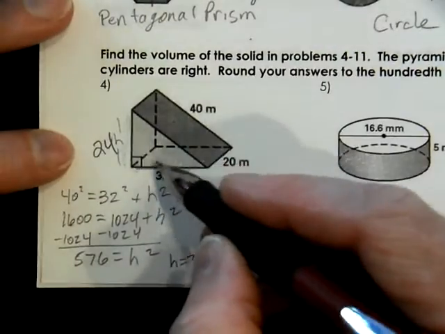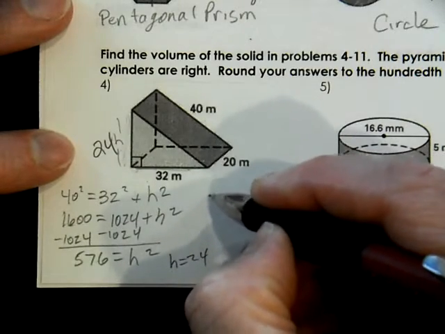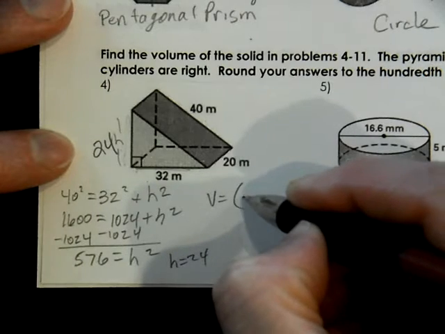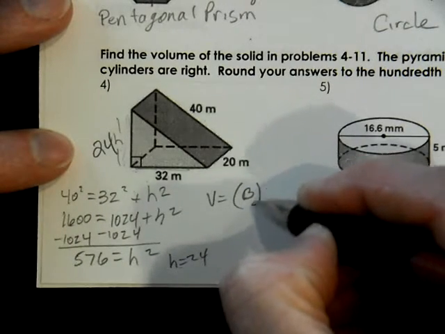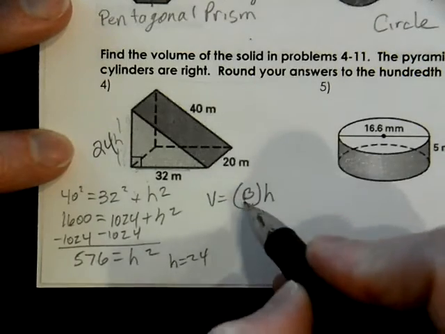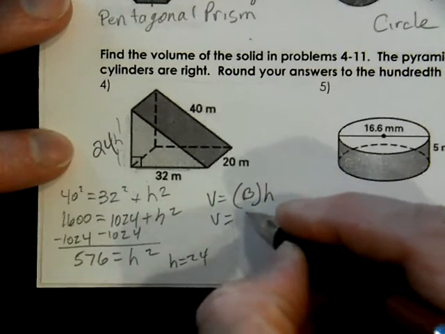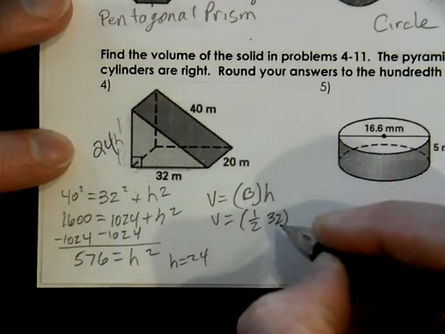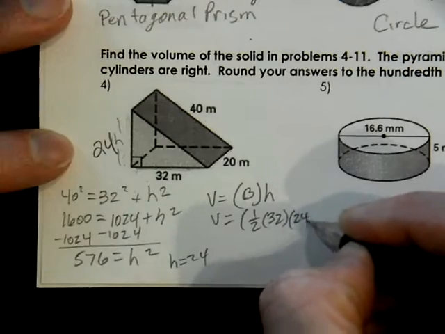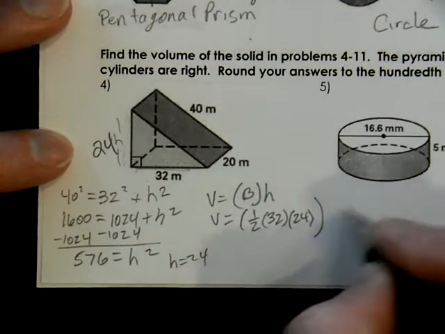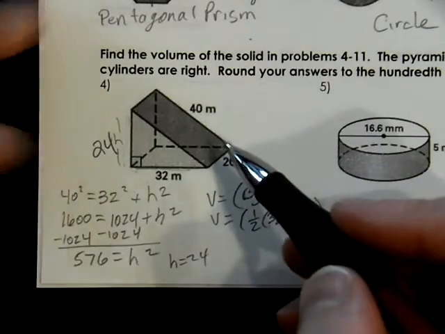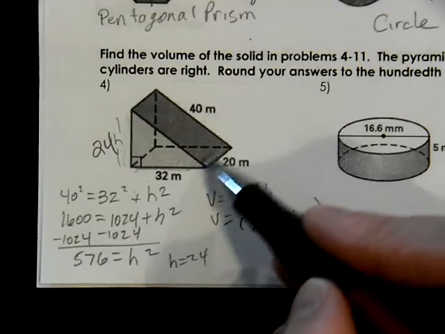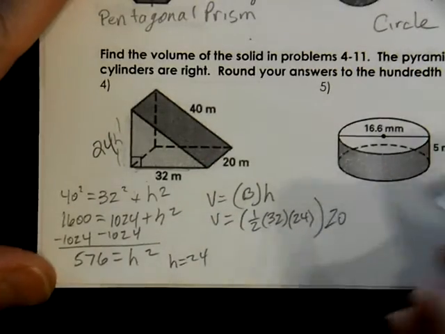So now we're going to find the area of the base. So the volume is going to be capital B times H. Capital B is the area of the base. So the area of this triangle, which is the base, is half of 32 times 24, times the height. Now the height of the prism is actually the distance between the triangles, between the bases, and that's the 20.